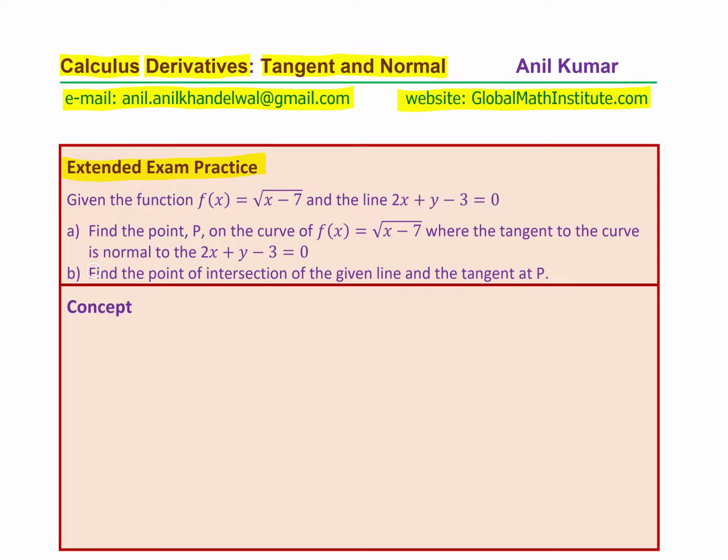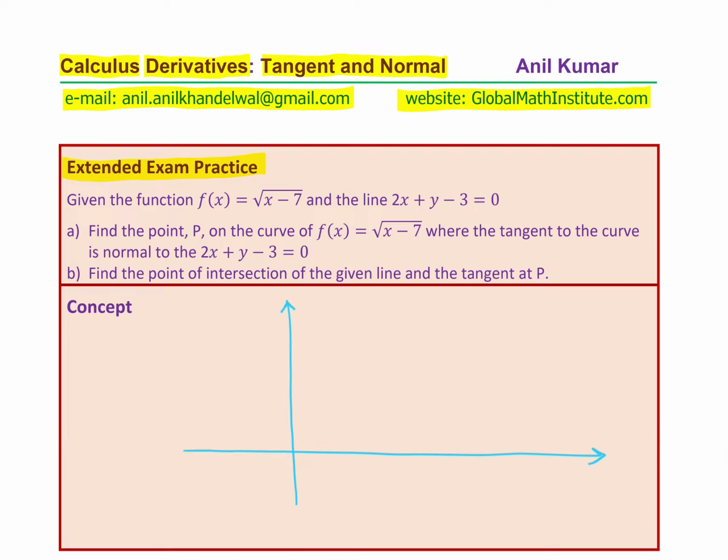And part B is, find the point of intersection of the given line and the tangent at P. So there are two parts to it. I'd like you to pause the video, answer the question, and then look into my suggestions. Let's try to understand this situation. So let me show you with the help of an approximate graph, how it should look.